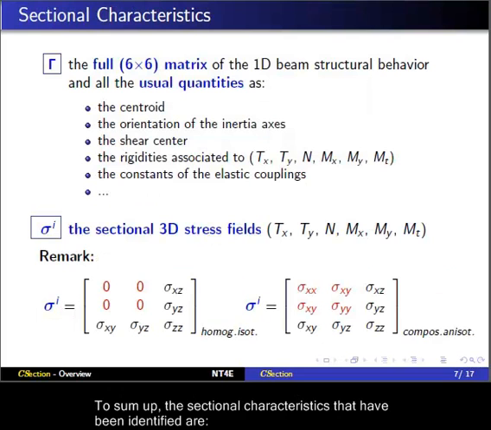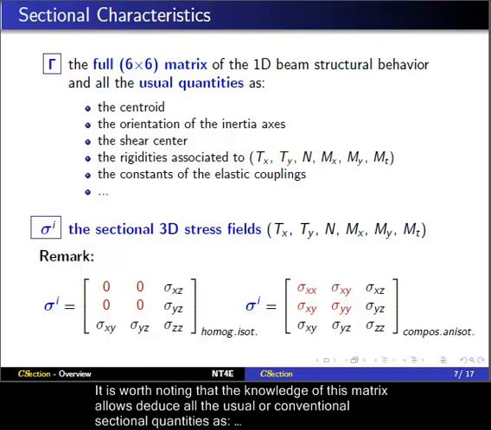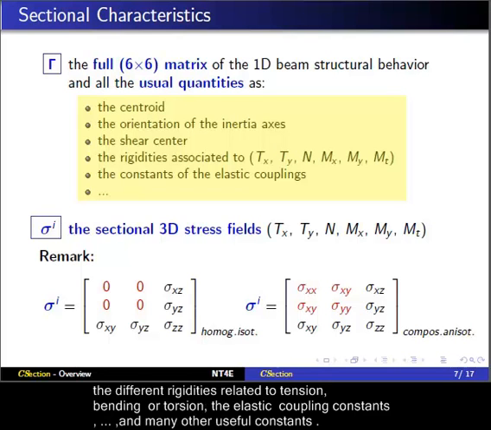To sum up, the sectional characteristics that have been identified are the 6x6 matrix of the 1D constitutive law and the stress-type fields related to each one of the 6 internal forces. It is worth noting that the knowledge of this matrix allows deducing all the usual or conventional sectional quantities as the position of the inertia center, the orientation of the inertia axis, the position of the shear center, the different rigidities related to tension, bending or torsion, the elastic coupling constants, and many other useful constants.